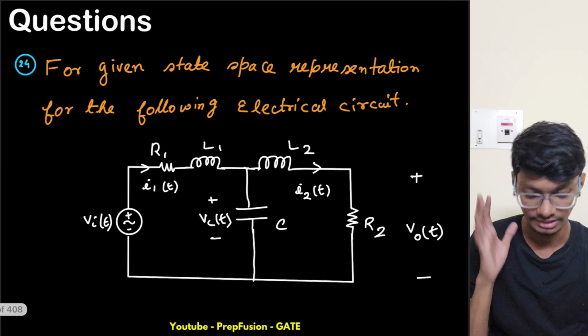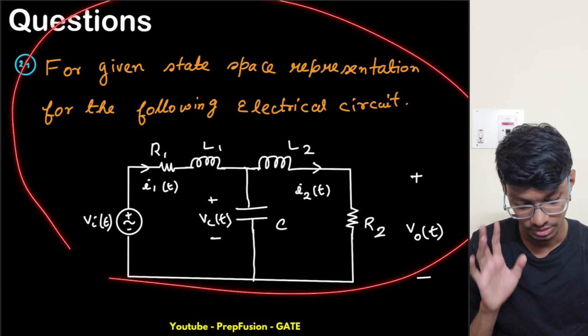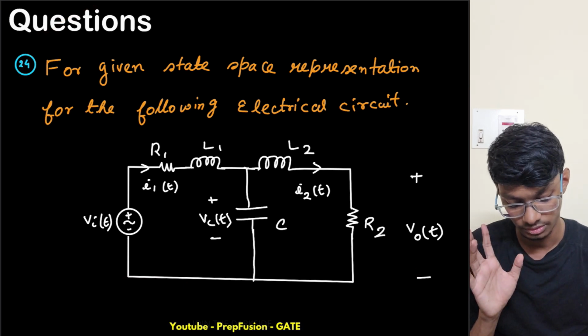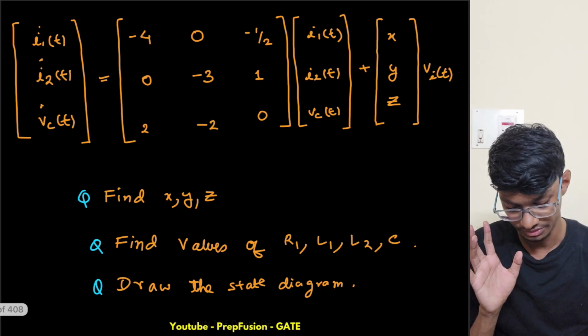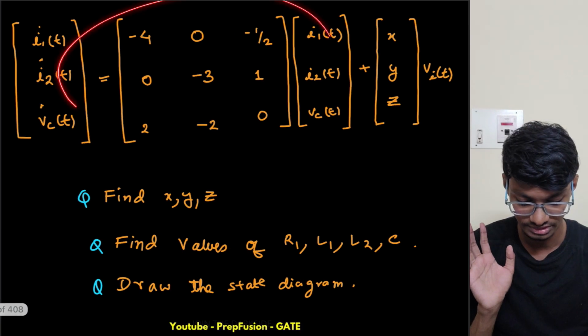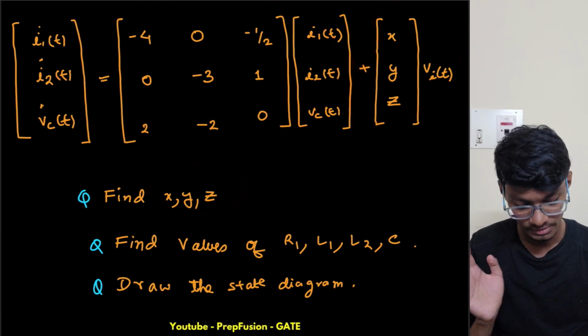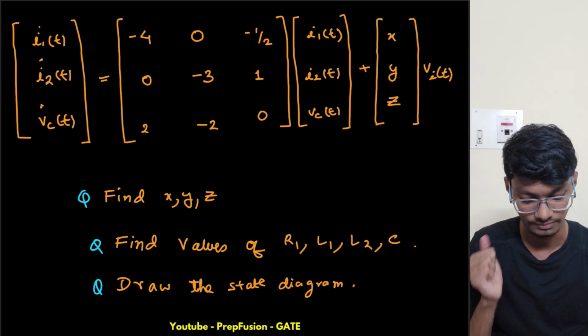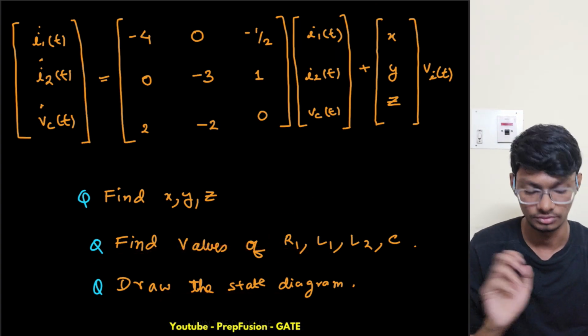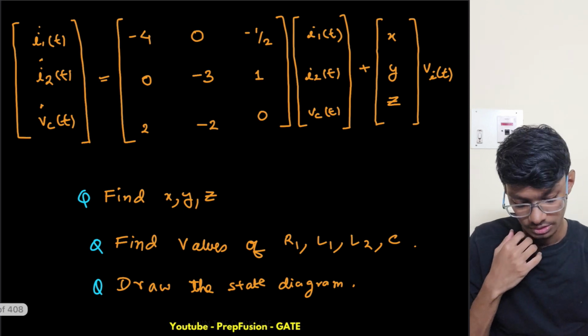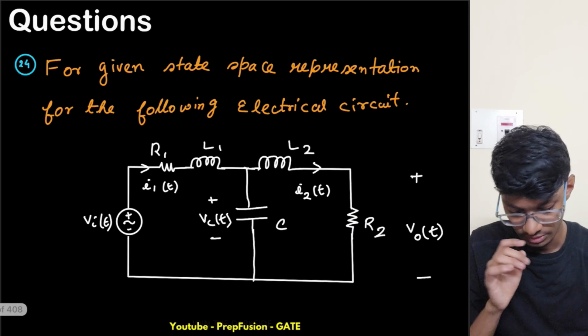In the previous lecture, I gave you one homework question. What was the question? We have been given a state space representation for the circuit. We have to find the values of x, y, z, which are here, and also R1, L1, L2 and C. Also draw the state diagram for the following circuit. So let's start. Let me first copy the circuit.